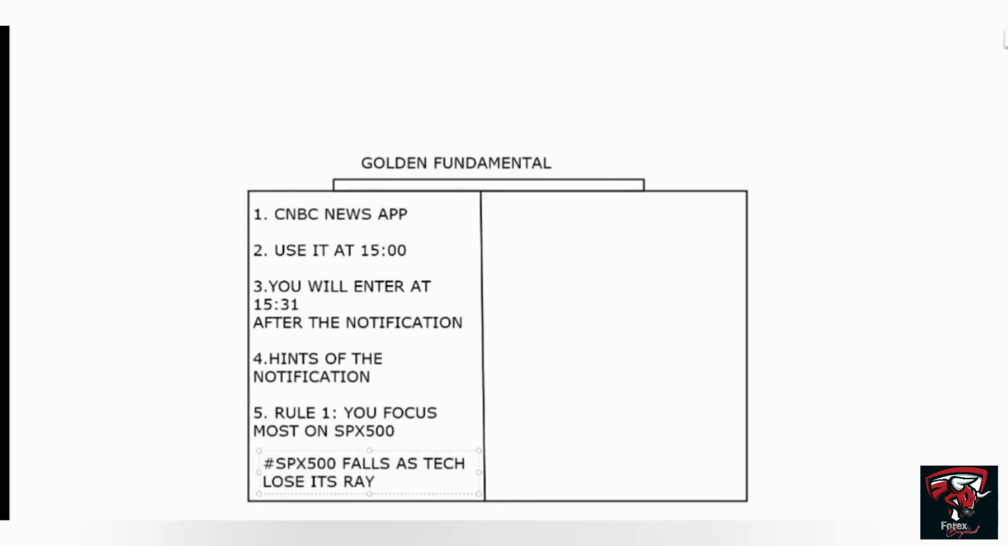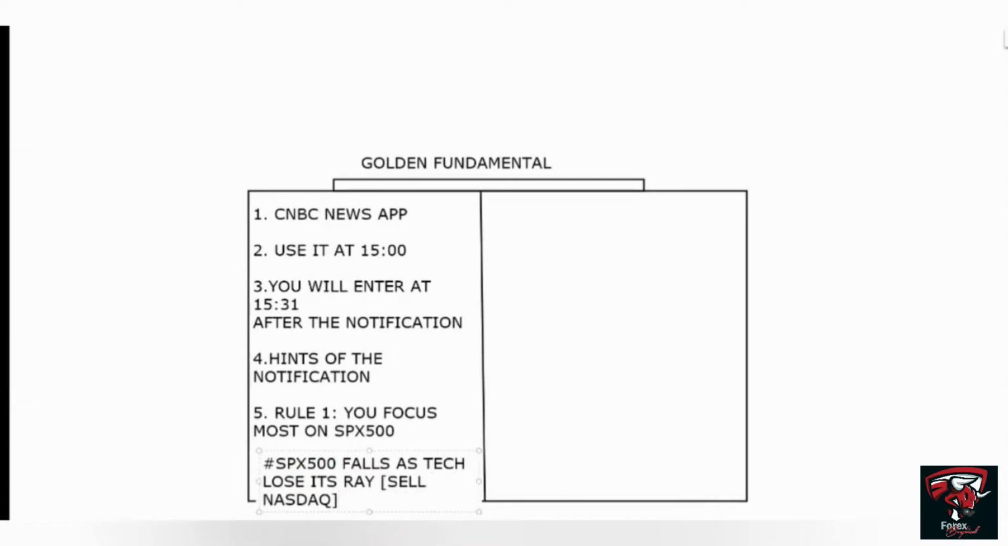Let's say Ray. What I want you to understand here is that the first thing you have to focus on is the message: is it on the positive side or the negative side? The reason I say you need to focus most on S&P 500 is that when the message pops out, you can't be reading the whole message. You're going to enter late and then blow your account. You need to enter immediately once they give you direction.